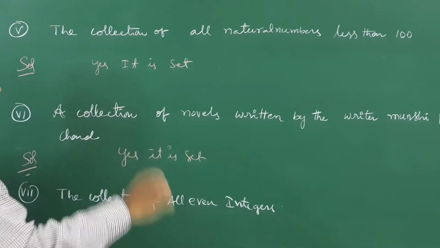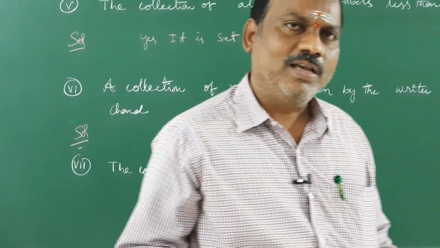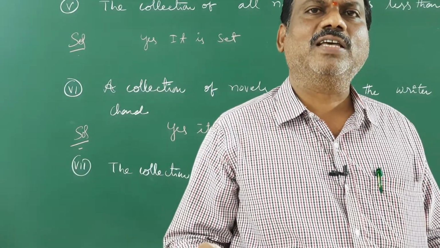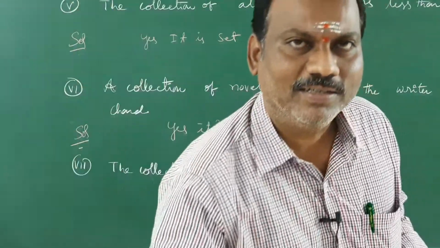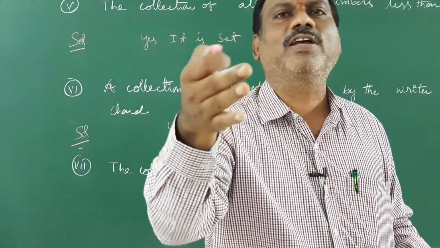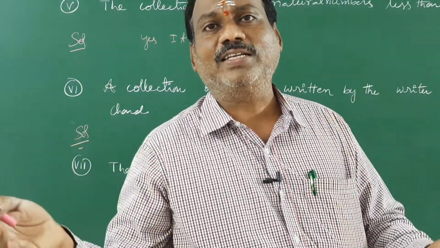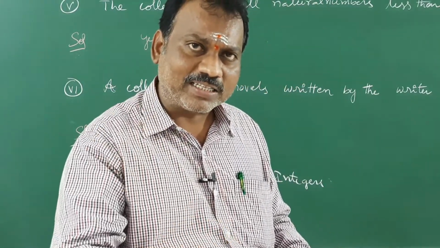Next one, students: the collection of all even integers. Yes, even integers, we can collect them. How many even integers are there? Infinite. That's why it is a set, but it is an infinite set, not a finite set. If the numbers are infinite also, we will call it a set only. That's why I told you the definitions of finite set and infinite set. So it is also well defined. Why? Because they told even integers.